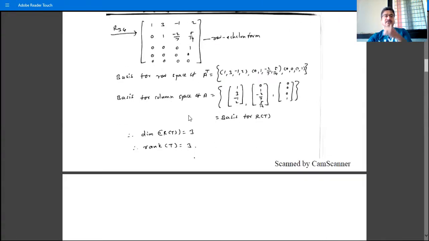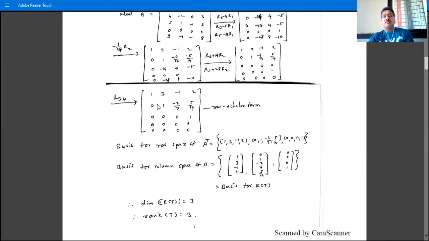Similarly, this is the basis for the row space of A transpose, and this is the row echelon form. This echelon form is not unique. It depends on your calculation. But the number of elements in the basis of the row space of A transpose is 3, and this answer is unique. That is, everyone has 3 vectors in the basis of the row space of A transpose. And the basis for the row space of A transpose is nothing but the column space of A. And therefore, the basis for the column space of A is just these vectors written as column vectors.